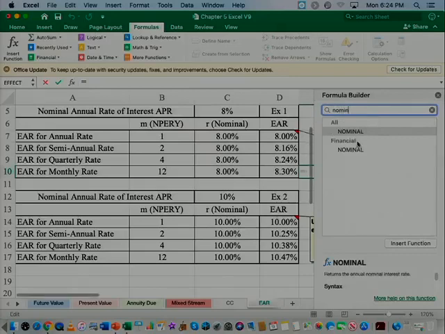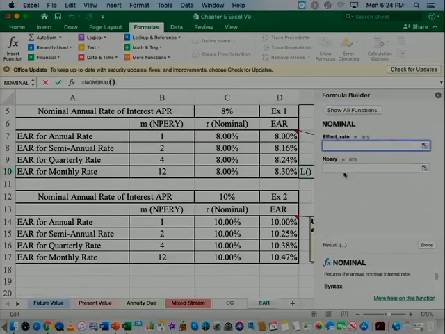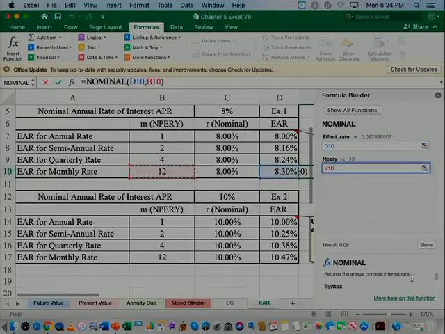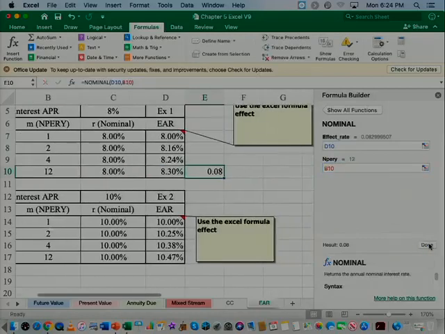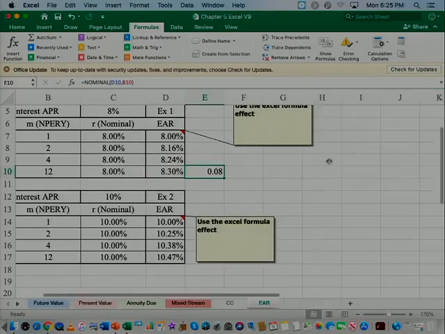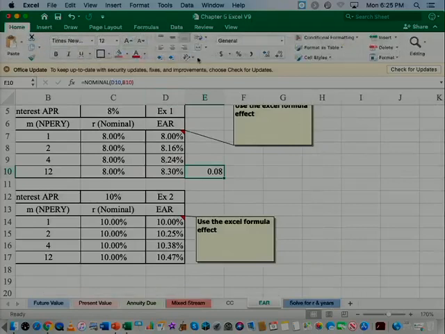Okay, so let's do the nominal. Let's see if it works though. I have the effective rate is 8.3 and the NPERY is 12. And yep, it moves it. It works. Yay. Excel wins again.